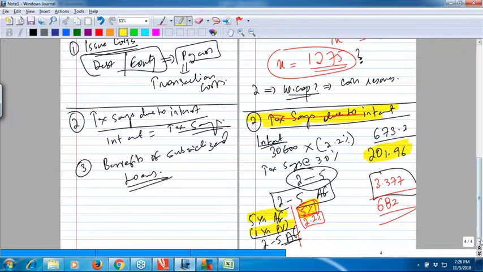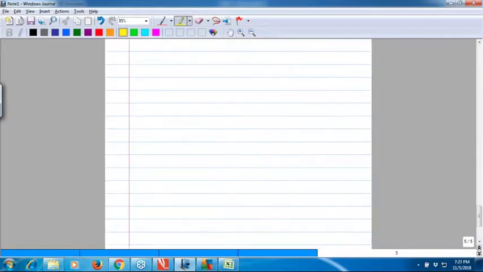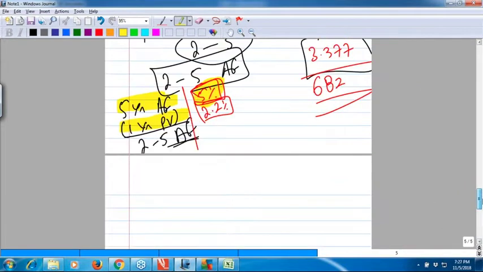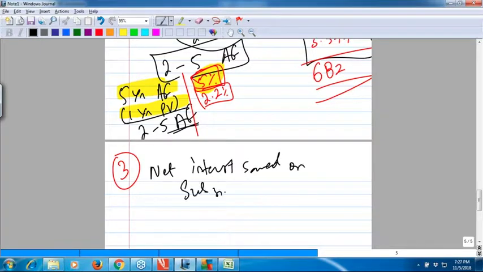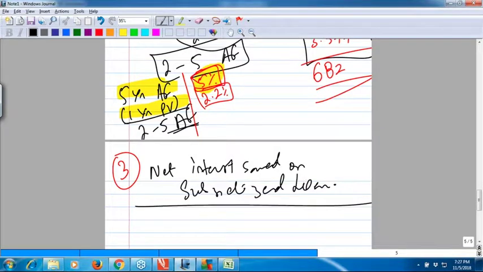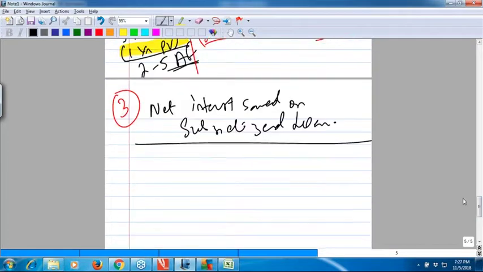The third thing that we are going to move forward with is net interest saved on subsidized loan. So when we talk about the net interest saved on the subsidized loan, let's actually talk about it.